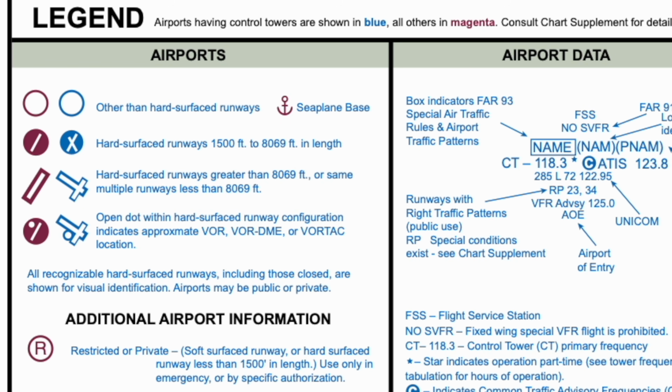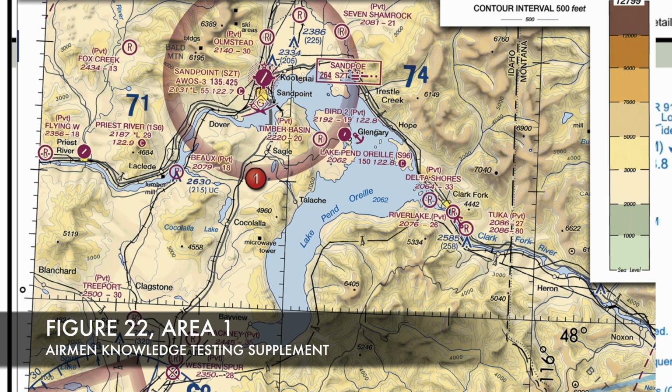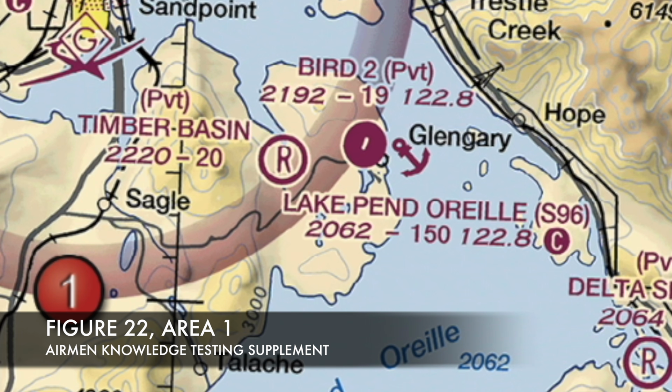Now, if you go to your Airman's Knowledge Testing Supplement, go to Figure 22, Area 1, just southeast of Sandpoint Airport, SZT, you will see that there is a magenta-colored anchor symbol there, and that is for a seaplane base, exactly what we just discussed.